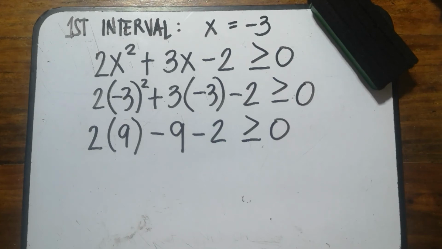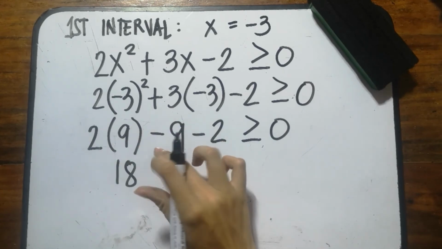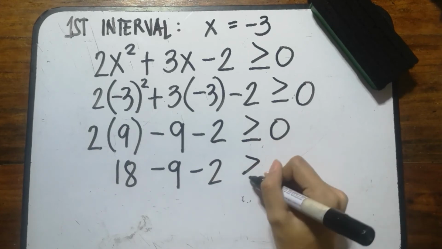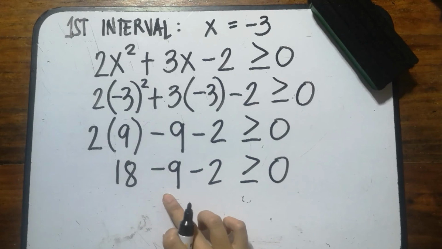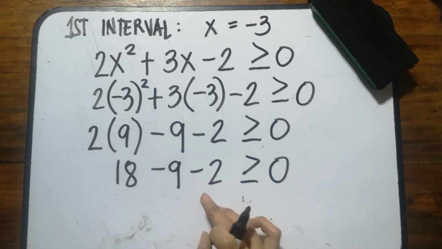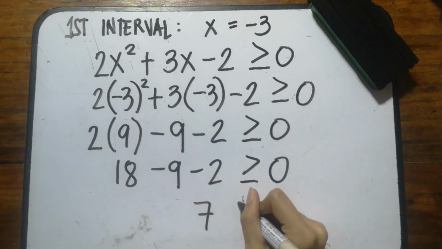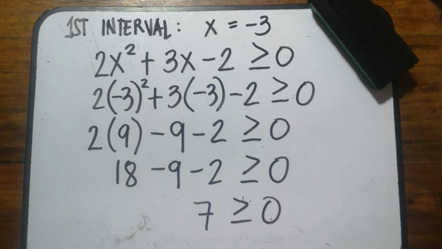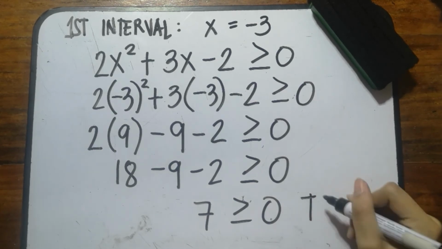Perform the indicated operation. 2 times 9, that is 18, minus 9 minus 2 greater than or equal to 0. So 18 minus 9, that is 9, minus 2, that is 7, is greater than or equal to 0. Therefore, it satisfies the given inequality. That means it is true.